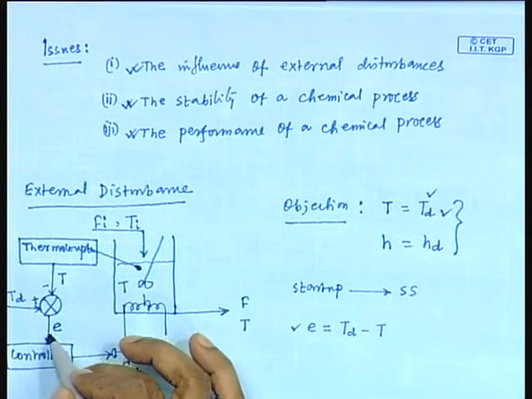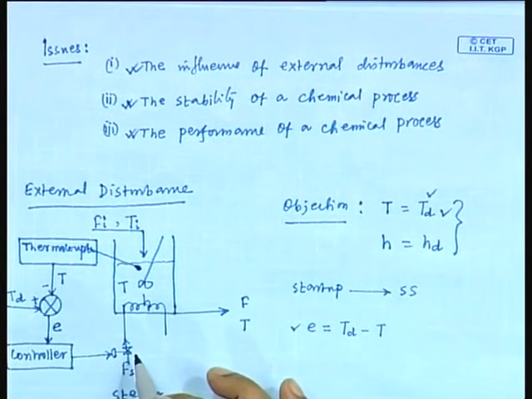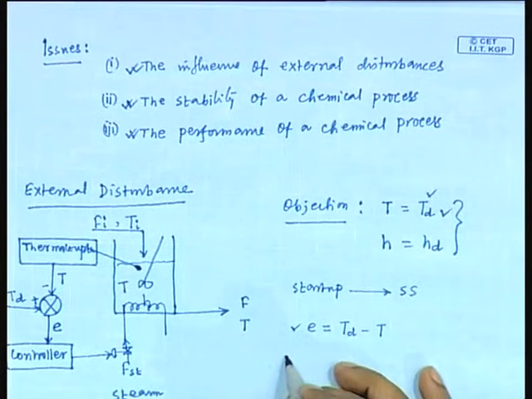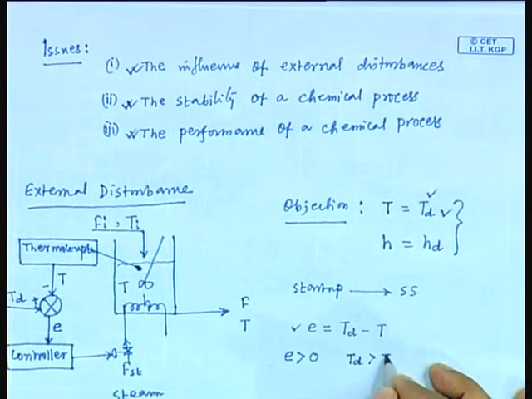Then this error signal goes to the controller. The controller calculates, and that calculated action is implemented through this valve. Fine. Now, suppose error is greater than 0. This is the first case. Error is greater than 0. It means TD is greater than T. That means the desired temperature is higher than the temperature that exists in the liquid system.